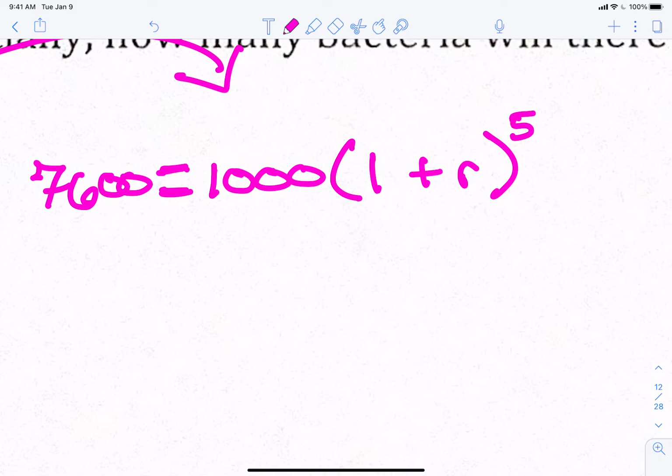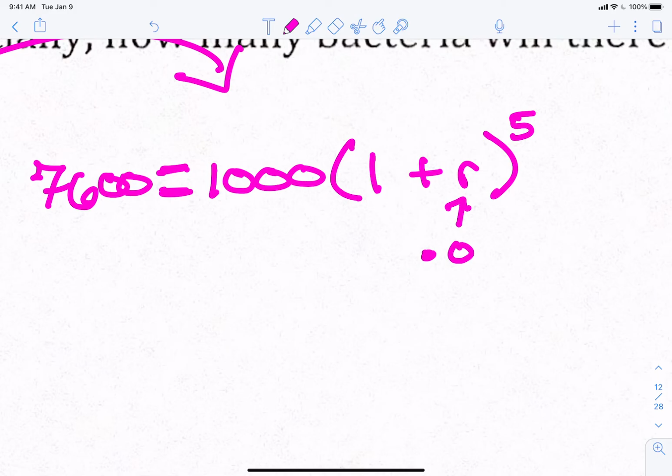Okay, we know that R is going to be a decimal number, right? Like 0.0 something. So plug in some numbers and see what we get. We're just trying to pick numbers to plug in.